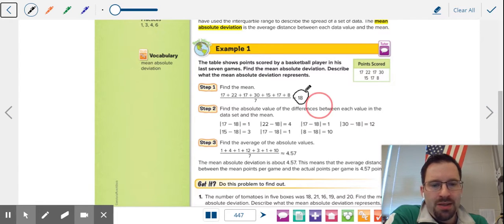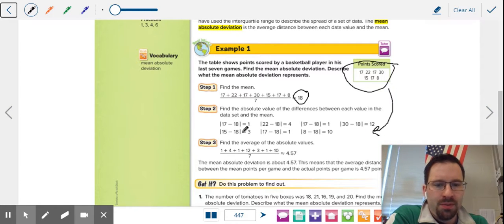Find the mean, 18. How far are each of these numbers from the mean? Right here. You're just subtracting them from 18, or 18 from them, whatever. Notice it cannot be negative. That's where the absolute comes from, absolute value. 1, 3, 4, 1, 1, 10, 12. Add up all those deviations, divide by how many there are, 7, and you get 4.7 as your MAD.